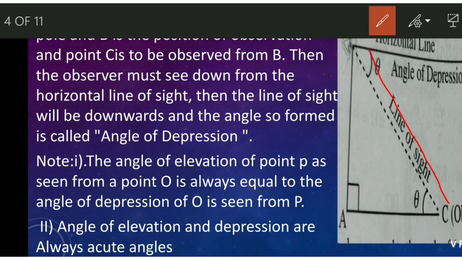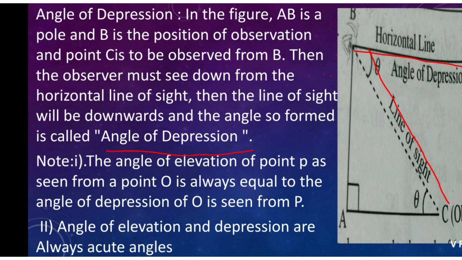Then here, this is the horizontal line, as you know, which is drawn from our eye, an imaginary line. Now again, here you observe, then the line of sight will be downwards, and the angle so formed is called the angle of depression. Okay, so a very important definition.